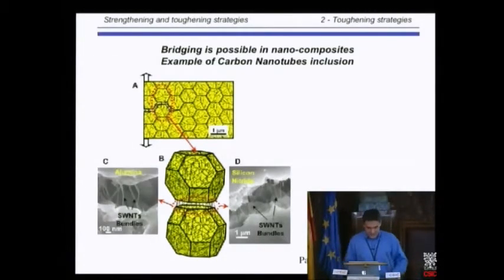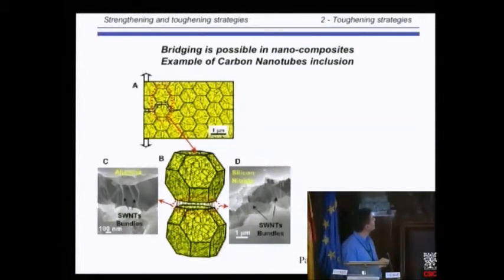But let's talk about this quite new result. Bridging is possible also in nanocomposites. Not in nanoceramics, but nanocomposites. And this has been quite nicely shown by Pature and co-workers in a recent paper with carbon nanotube inclusions. So let's talk about this composite.